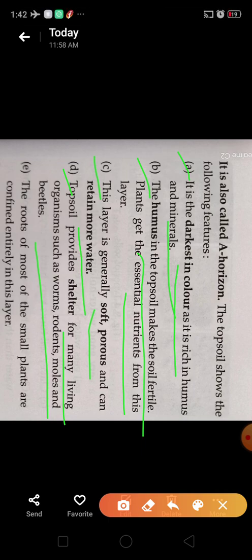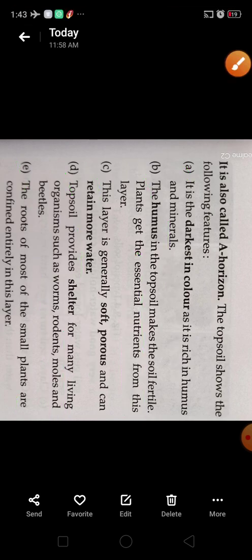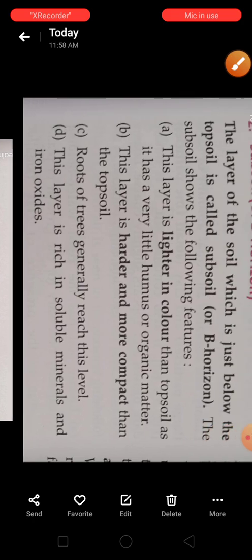Okay, the roots of most of the small plants are confined entirely in this layer. Roots of the small plants are there. Okay, so this is about the A horizon.